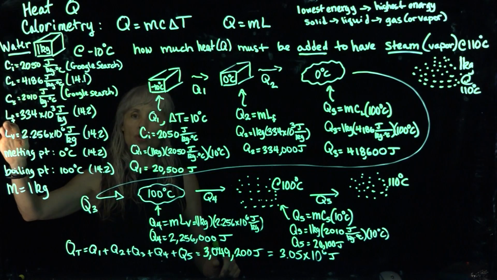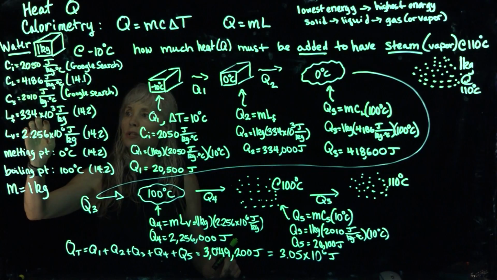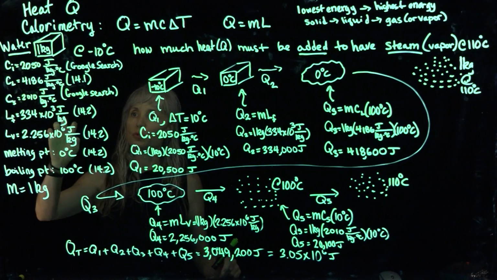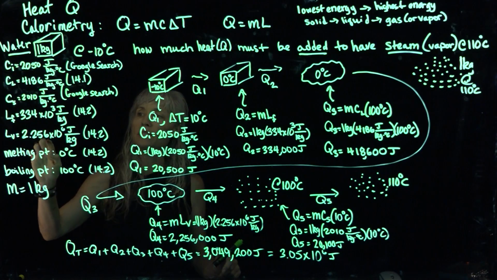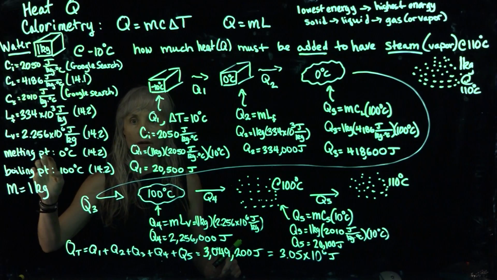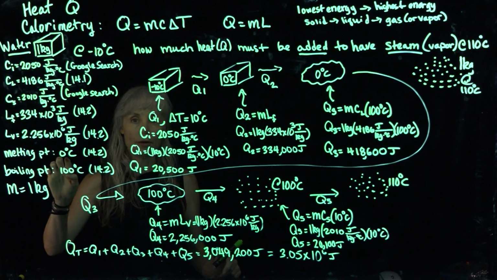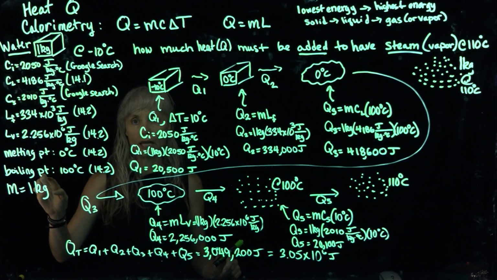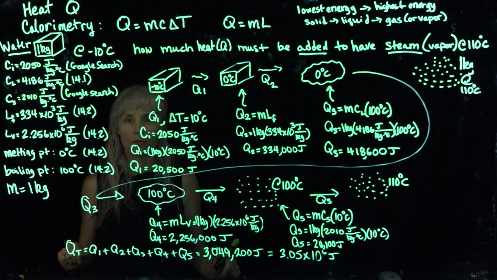The latent heat of fusion for water I got from the OpenStax textbook, table 14.2, 334,000 or 334 times 10 to the third joules per kilogram. The latent heat of vaporization for water, again from the textbook, table 14.2, is 2.256 times 10 to the sixth joules per kilogram. The melting point for water, also from the textbook, table 14.2, is 0 degrees C. The boiling point, also from table 14.2, is 100 degrees C. And then I've put the mass down here so that I have all these values over here on the side.